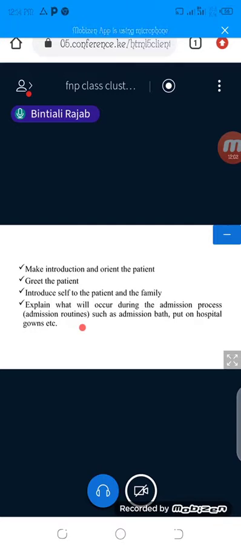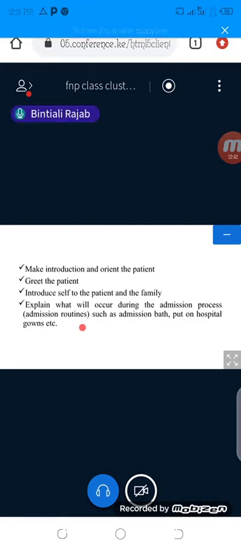Another responsibility is to make an introduction and orient the patient. Remember, the patient does not know the hospital. Maybe they have never been in that hospital. And here you are telling them that from today on, you'll be staying in this hospital. So you are supposed to make an introduction, introduce yourself, and orient the patient. Tell the patient, this is where the toilets are, this is your bed. If you want to call for help, this is the bell that you would use. So at least give the patient an idea of what is going on.